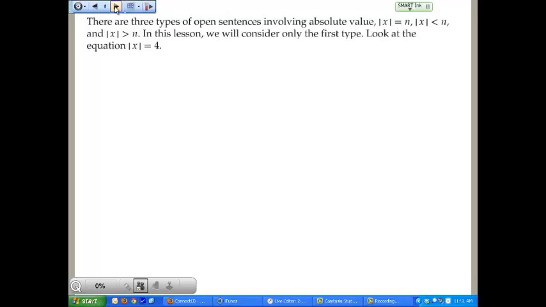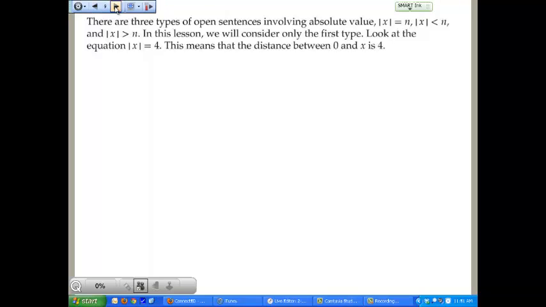In this lesson, we're going to cover just the first type, okay? We're going to look at the concept: the absolute value of x is equal to 4. We'll deal with the less thans and greater thans later down. It'll be a little more challenging, so we're not jumping straight into that. Let's just focus on the concept: the absolute value of x is equal to 4.